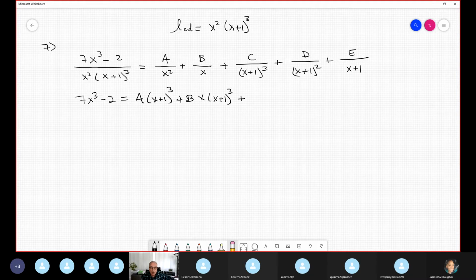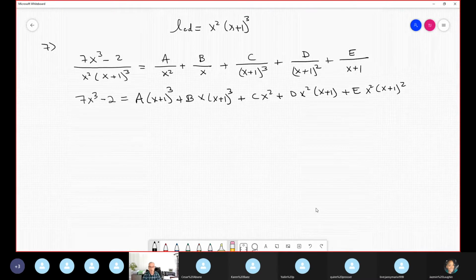Plus C x squared, this one completely cancels out, plus D times x squared and (x plus 1) to the power 1, because we have 2 here and 3 here. Finally, E times x squared, because we have no x squared, and (x plus 1) squared. Okay, and this is my expression without fractions after the multiplication by the least common denominator.